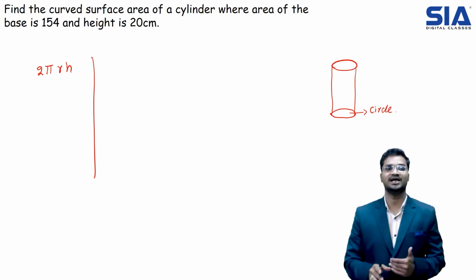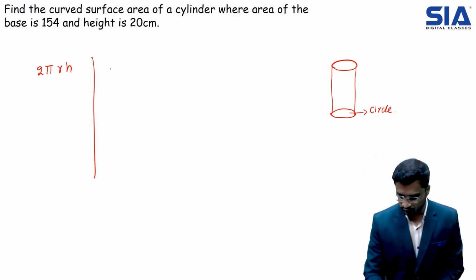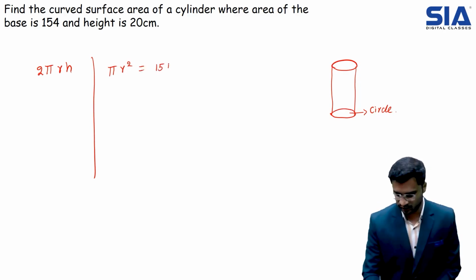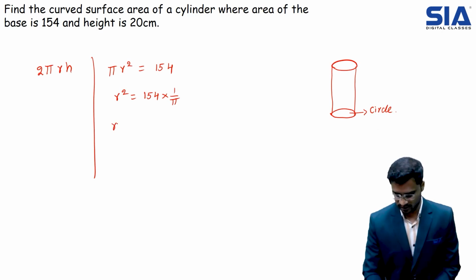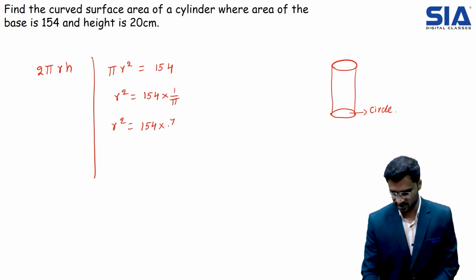In this question he has given the area of circle. We know that the area of a circle is pi r square. So pi r square is given as 144. Then r square is nothing but 144 into 1 by pi. The value of pi is 22 by 7. Then r square is equal to 144 into 7 upon 22. 22 sevens are 154. So the radius is nothing but 7.